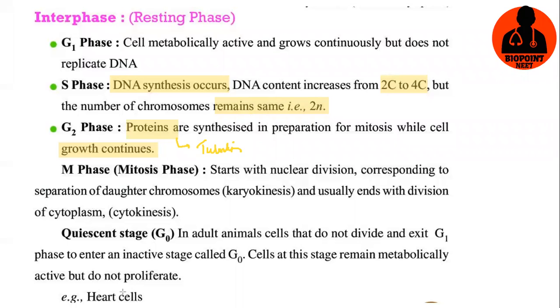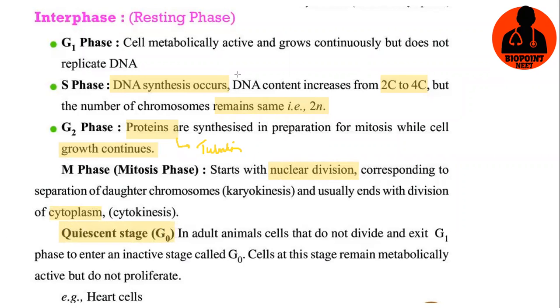After G2 phase, we have the mitotic phase. It starts with the nuclear division known as karyokinesis, corresponding to the separation of chromosomes, and usually ends with the division of cytoplasm known as cytokinesis. Is that clear, guys? Then there is an intermediary stage known as the quiescent stage or G0 phase.